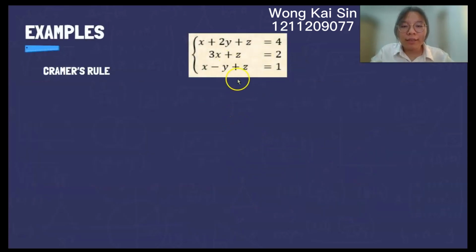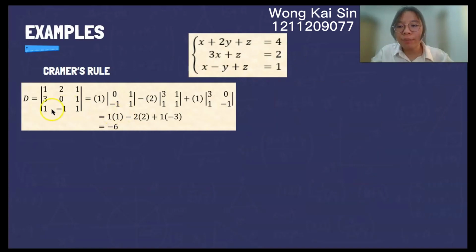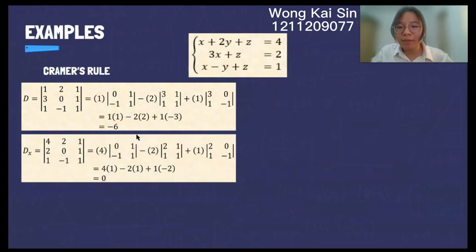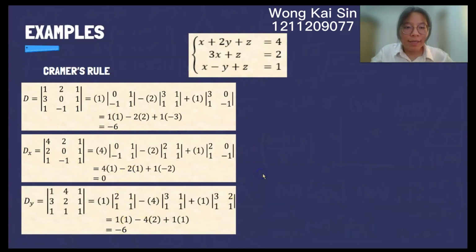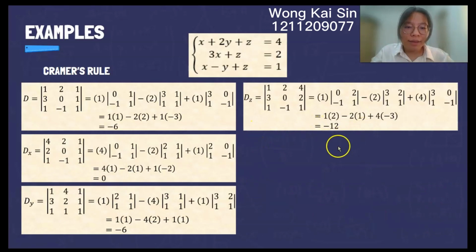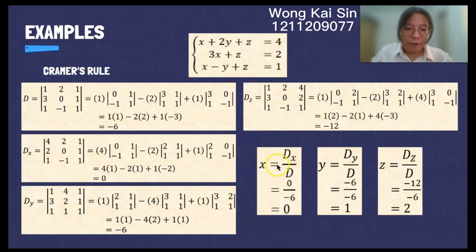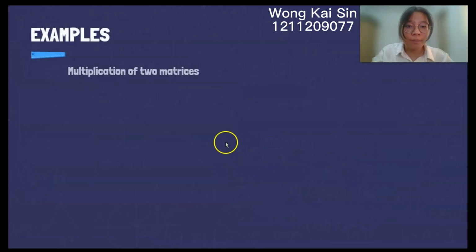Now we're looking at the second question. Same as before, d will get 6, negative 6, dx will get 0, dy will get negative 6, and dz will get negative 12. After that, we calculate x, y, and z, and x will get 0, y will get 1, and z will get 2.